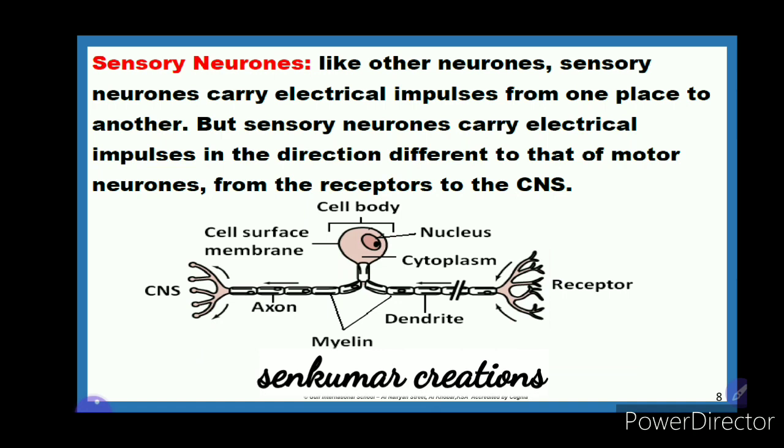Can you see these pictures? I think very clearly, right? Cell body, cell surface membrane, nucleus, cytoplasm, dendrite, axon, myelin sheath. Okay, this is the structure, and how it differs from the motor neuron. You can see very clearly. The cell body here is located in the middle of this neuron.